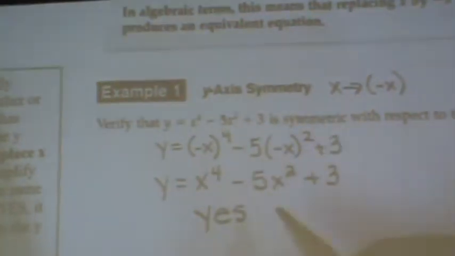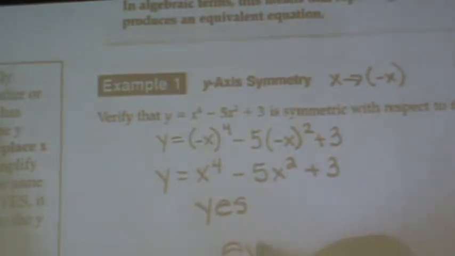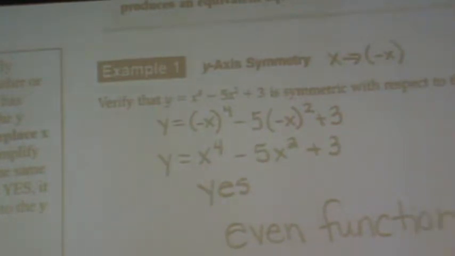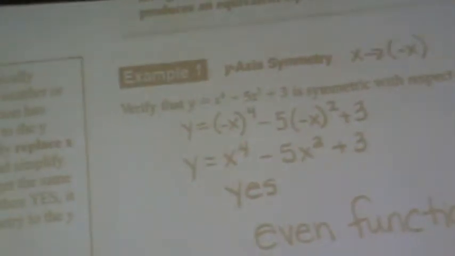Now, if a graph has symmetry to the y-axis, it has another name. It's called an even function. You have to know this. So on your test, it has another name. If a graph has symmetry to the y-axis, we call it an even function. Okay. Now go to the next symmetry.